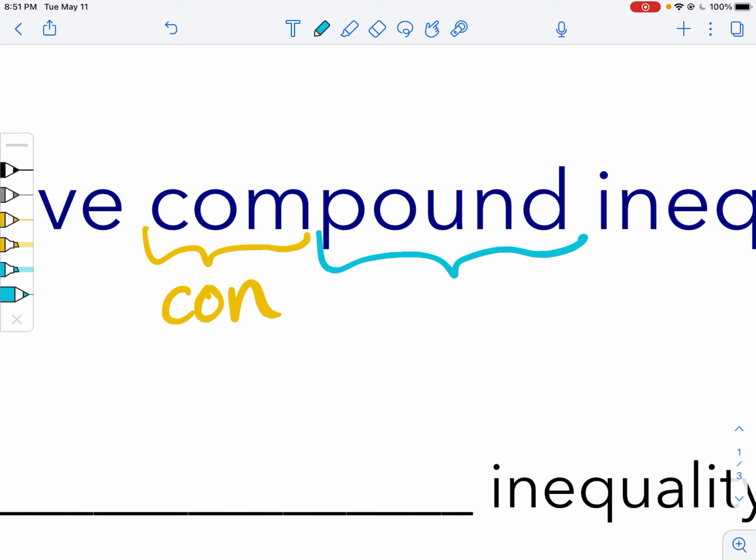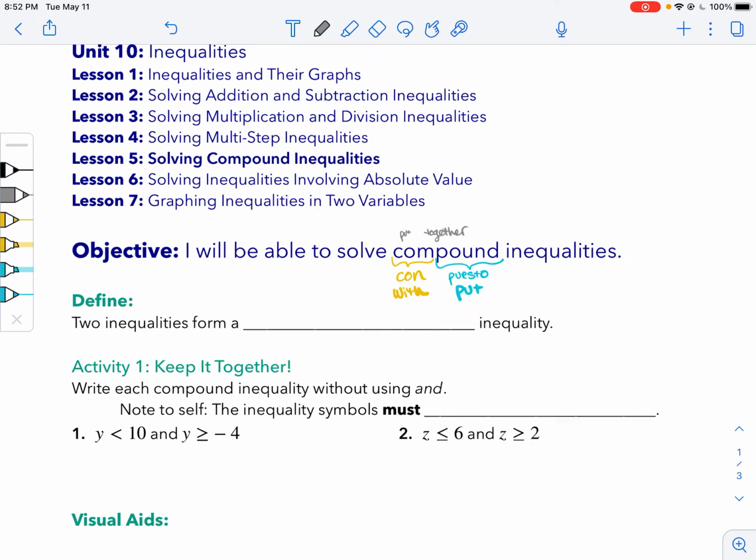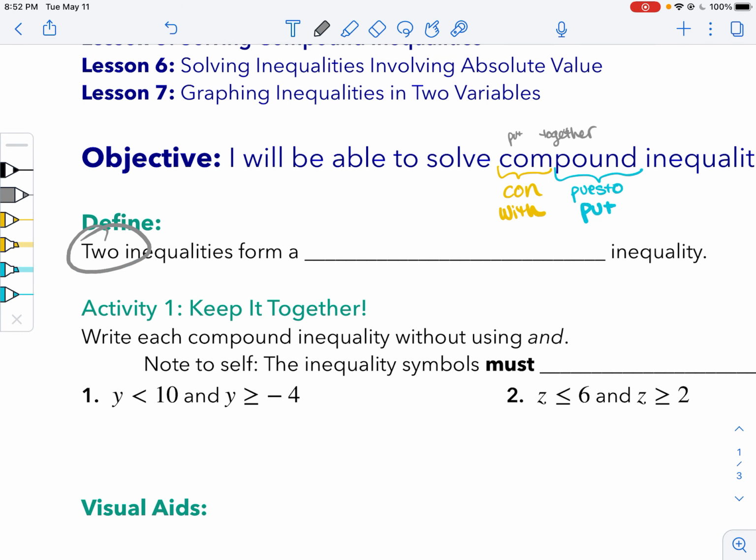Let's put some Spanish words on here. Compound in English is compuesto in Spanish, which is like jamming together: con and puesto. Con, y'all know, means with. Puesto means put. That's what compound means. It means you put something with something else. It's put together, just like a component. Same kind of deal. Anyway, a compound inequality is two inequalities that you put with each other.